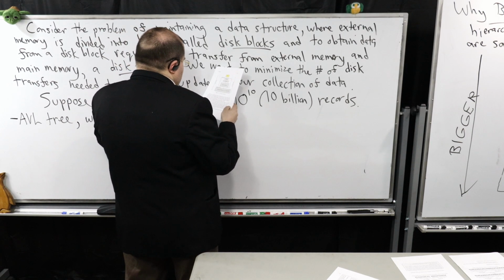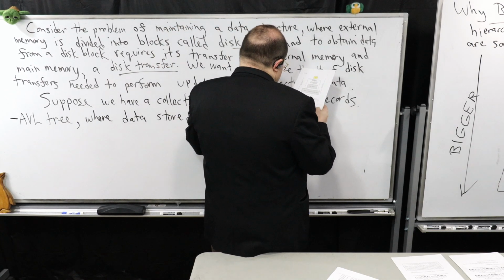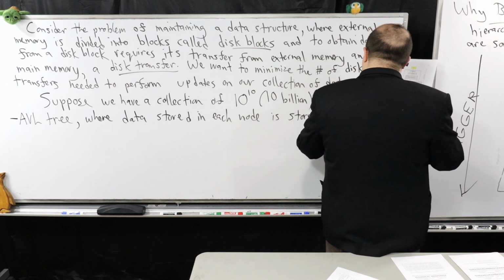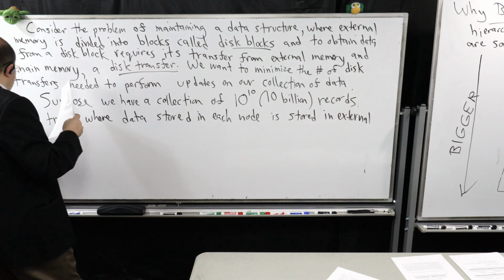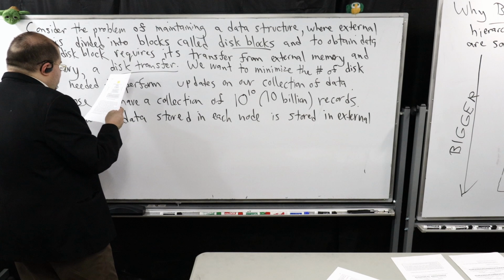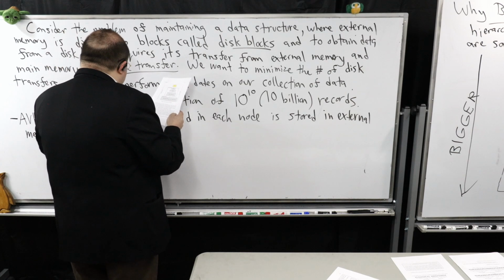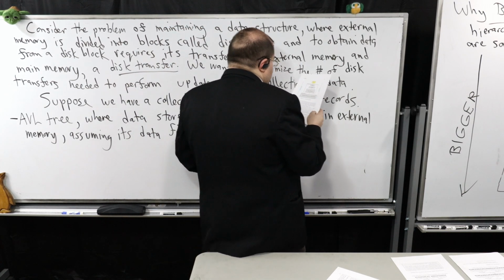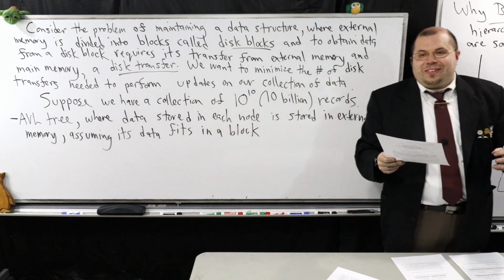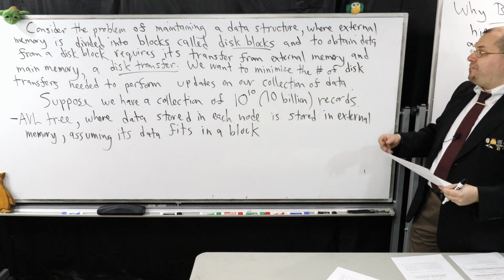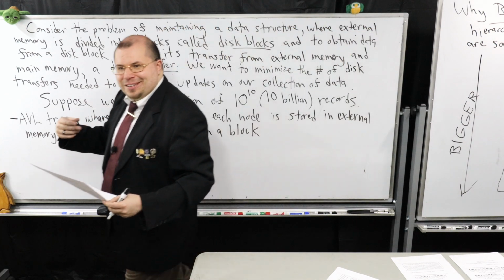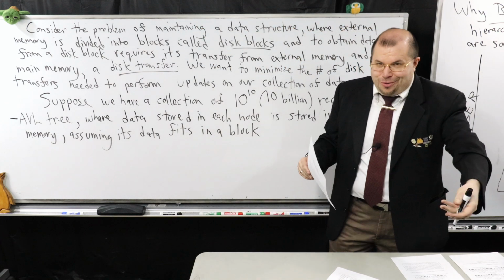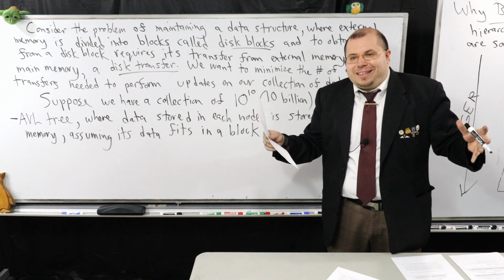Let's consider an AVL tree where data is stored in each node, is stored in external memory, assuming its data fits in a block. So I must stress that if it doesn't fit in a block, you may have to perform several memory requests, where you have to fetch multiple blocks to acquire the entire node. So I'm just going to make this presumption that it fits in a block for the ease of things, but if you did not have that, you would actually have to request several blocks, and you would load up the node by collecting them all up.